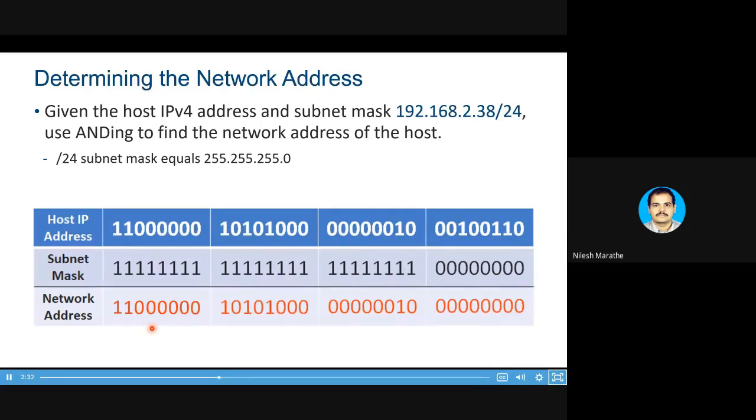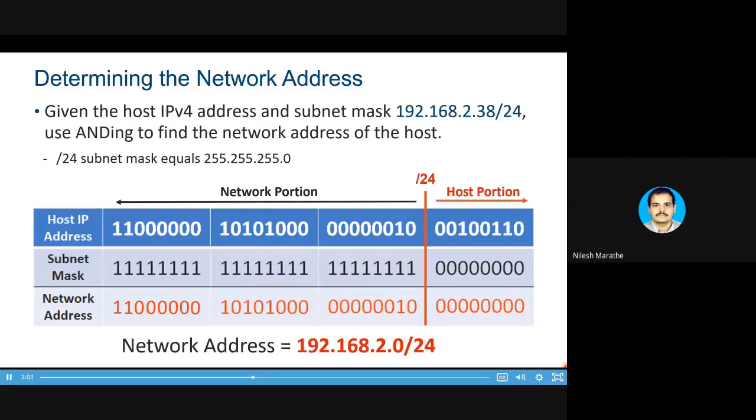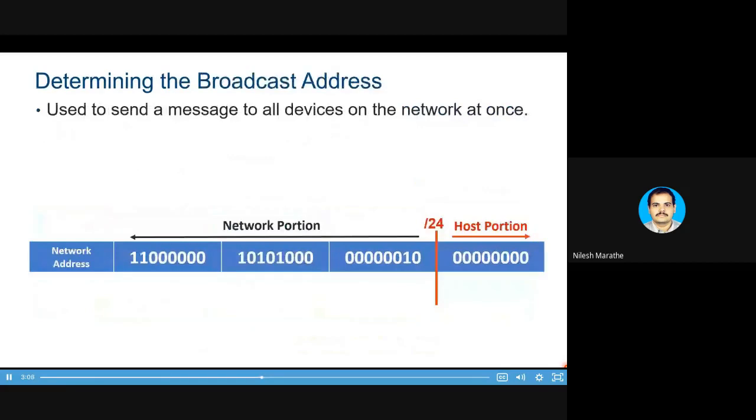Notice that the last octet is all binary zeros. Because we are using a /24 subnet mask, the first 3 octets represent the network portion, and the last octet is the host portion. Network addresses will always have binary zeros in their entire host portion, however long it is. In this case, the last 8 bits. If we convert to dotted decimal, we can see that this host belongs to the network 192.168.2.0/24.